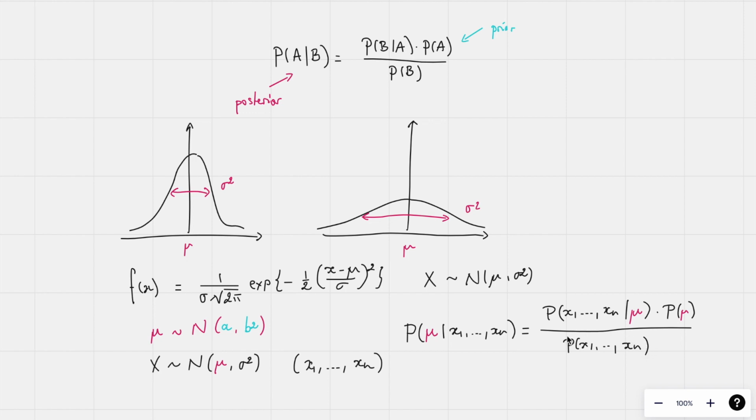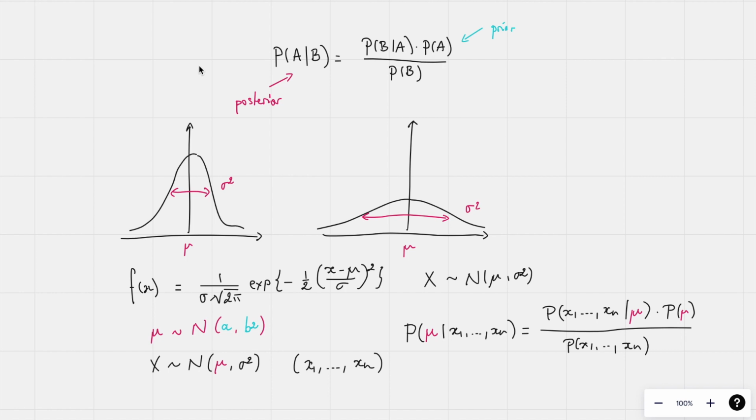This one here, we don't know what that is. What we're going to do right now is to compute that term, or more specifically to compute the entire term that is here on the right hand side, so that we know what is the posterior distribution of mu once we have observed the variables x1 to xn.